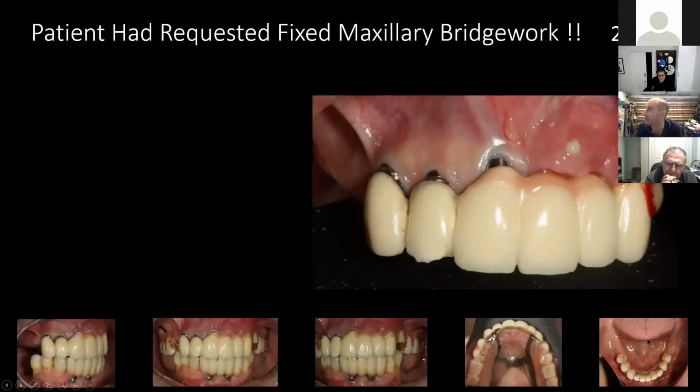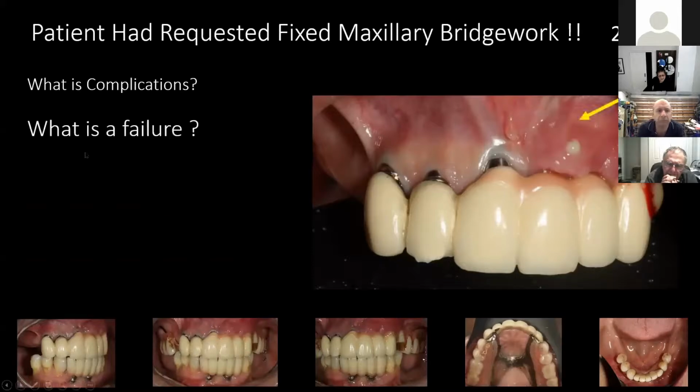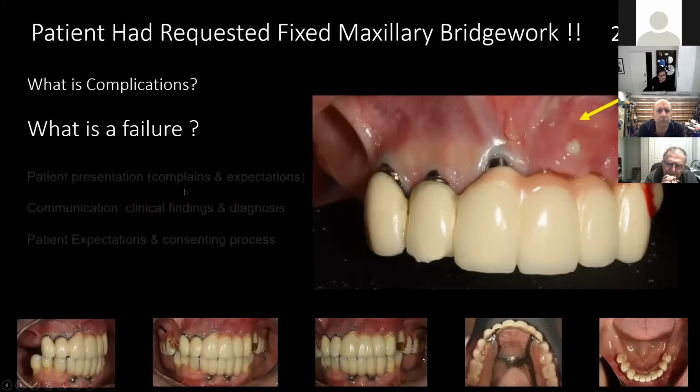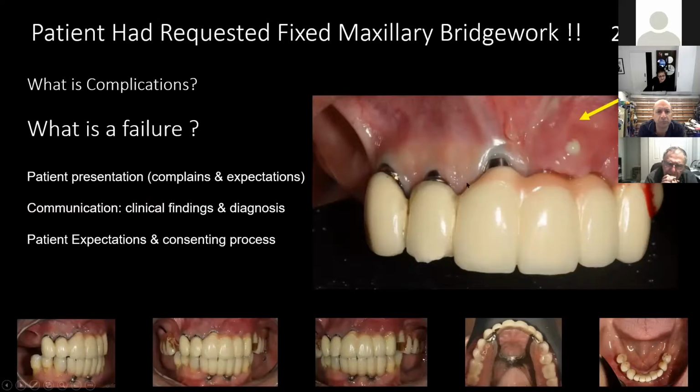The more the merrier. Think about what a complication is and what a failure is. It astounds me. See, in the patient presentation, the clinical findings, the expectations: when a patient comes to my practice, how do I feel about treating this patient? Wouldn't you get angry? If this was your sister, your brother or your mother, wouldn't you get angry?